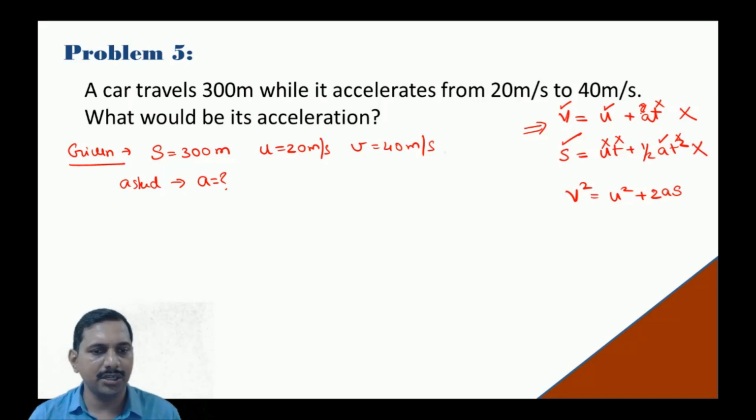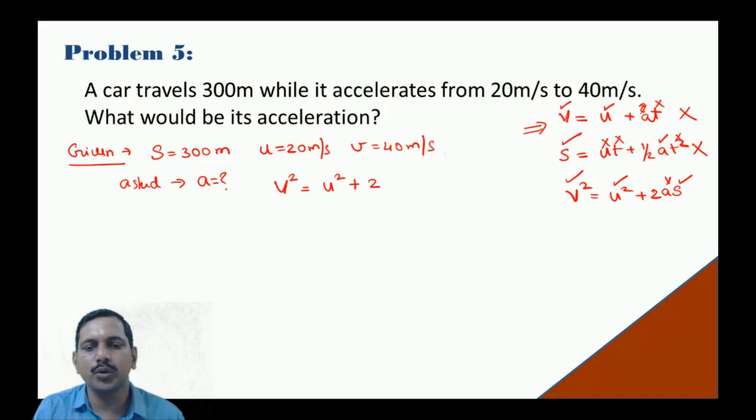So we have to use the third equation, where V is given, U is given, acceleration is not given, S is given. So what is required to find out is only acceleration. So let us use that. We have V square is equal to U square plus 2 into A into S. Now what is V? 40. So 40 square is equal to 20 square plus 2 into acceleration, which we do not know, into S, which is 300. So we have this.